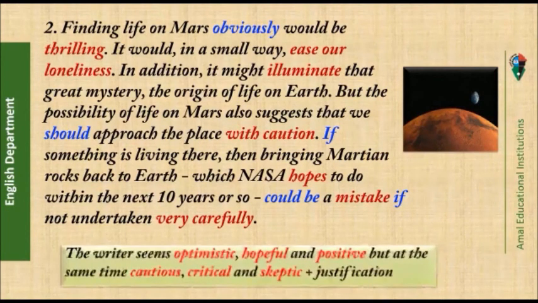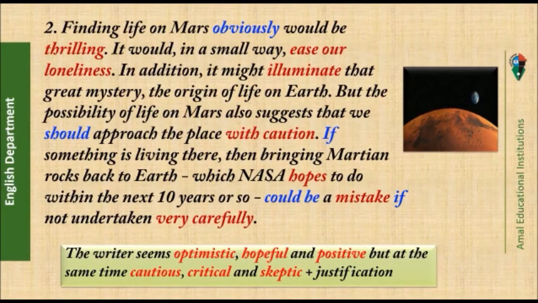The writer seems optimistic, hopeful, and positive, but at the same time cautious, critical, and skeptic. Let's justify. In the first part, the writer uses "thrilling," "ease our loneliness," "illuminate." All these indicate that the writer is hopeful, optimistic, and positive.